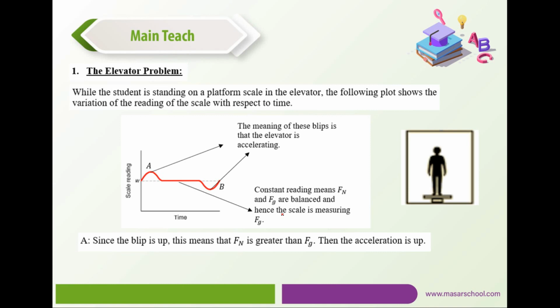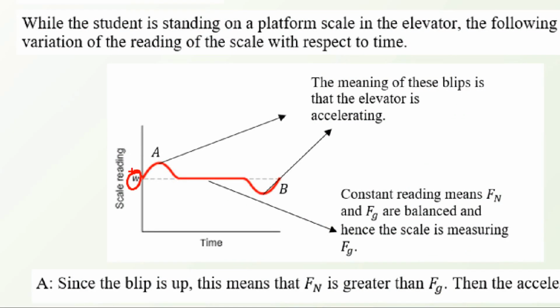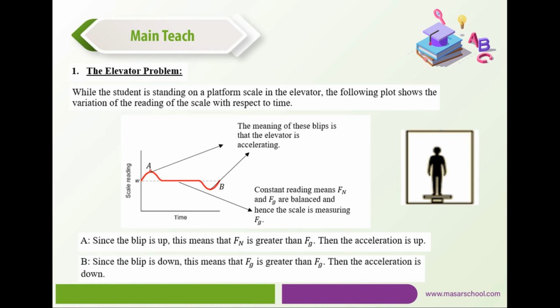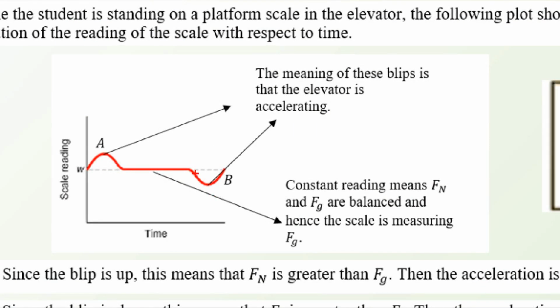So let's talk about blip A. Since blip A is up, this means that the normal push compared to W, which is the pull of gravity, the weight, is greater than the pull of gravity, so the acceleration is up. And for blip B, since the blip is down, this means the normal push is less than the pull of gravity.